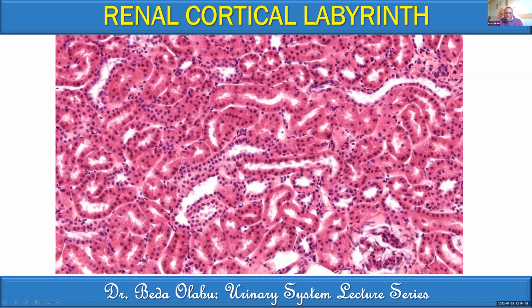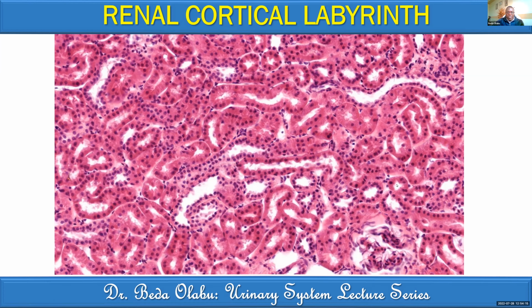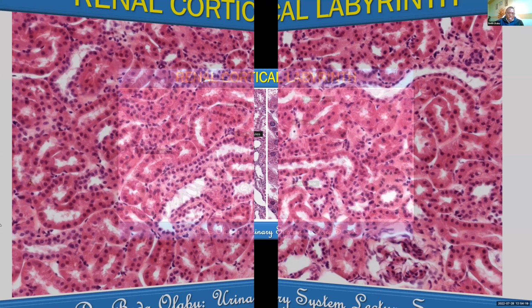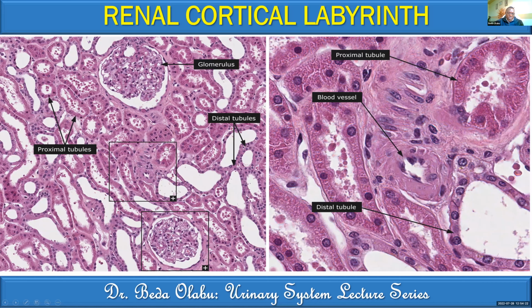So here, this is most likely a PCT, and this is most likely a DCT. Or this is most likely a DCT, or this is most likely a PCT. Maybe let's use another one. So this one shows better, much better. So here, that's a renal corpuscle anyway. And so there's the cortical labyrinth. So this region is being magnified for us on this other end.